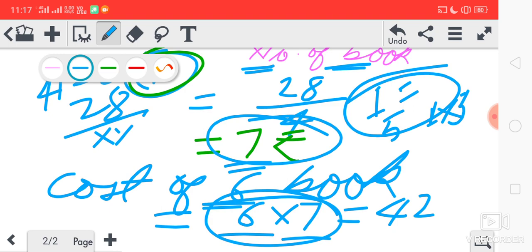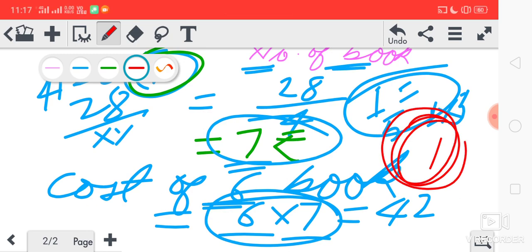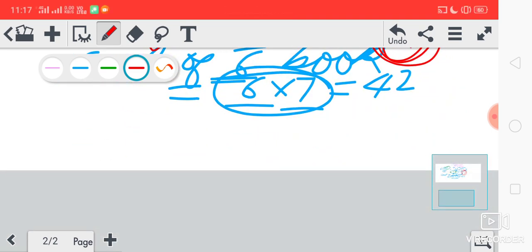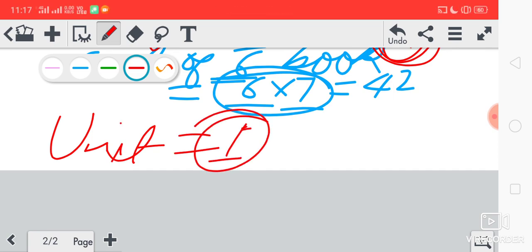Because always we find first for 1, and whatever it is asking for, first of all we'll find for 1. Unitary means unit, unit means 1. Always remember, unit means what? Unit means 1. That's why it is called the unitary method. Why? Because first of all we find for 1, then it is asking, suppose it will ask for 5.